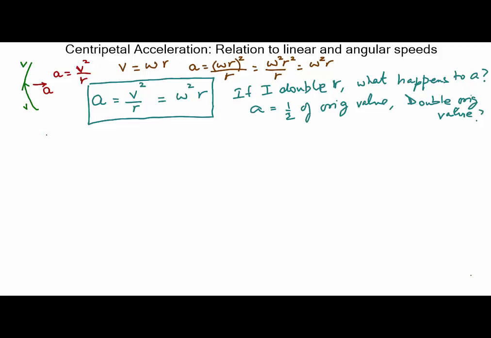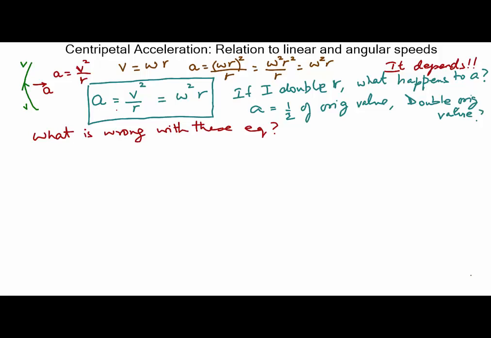And the more disturbing question that may be going through your mind is, what is wrong with these equations? Which one can I trust and which one can I not trust? Well, both of these are valid equations. They're both correct. And the answer to the original question, what happens to a when r doubles, is: it depends. So let's see what we mean by that.